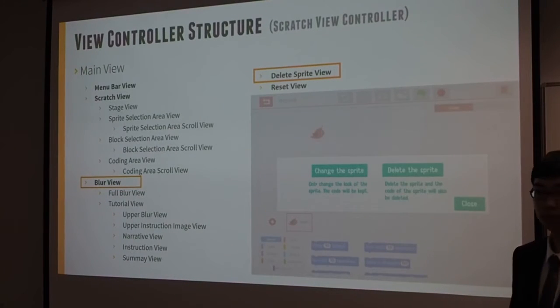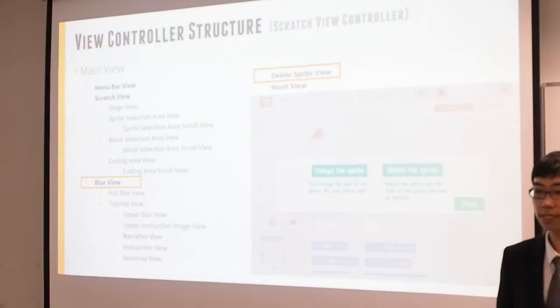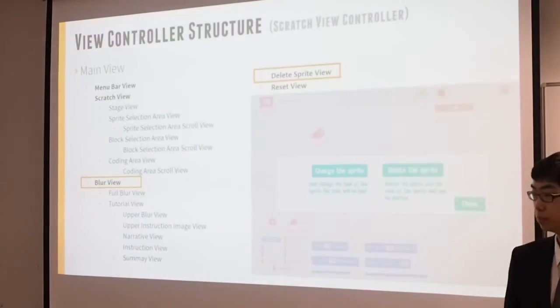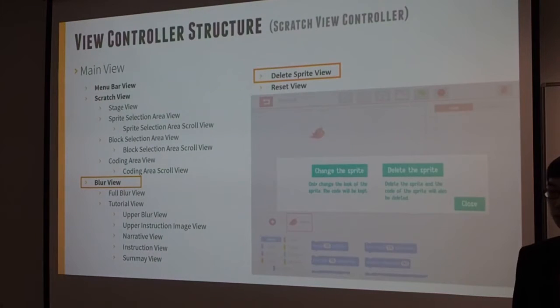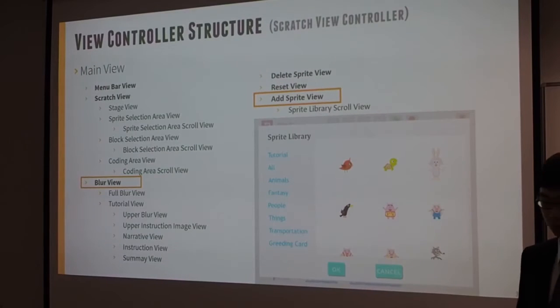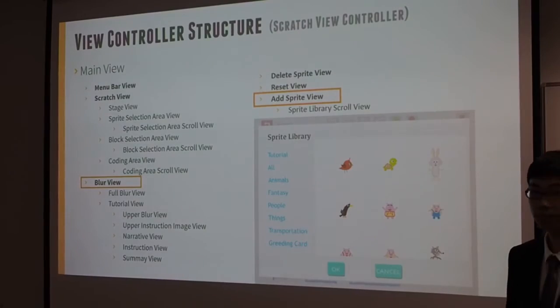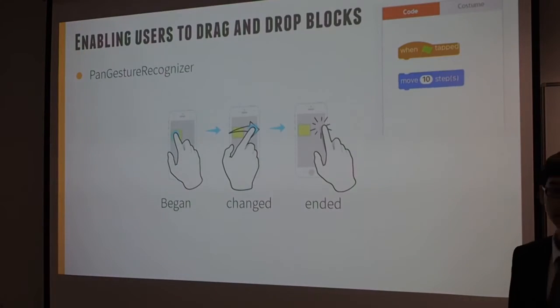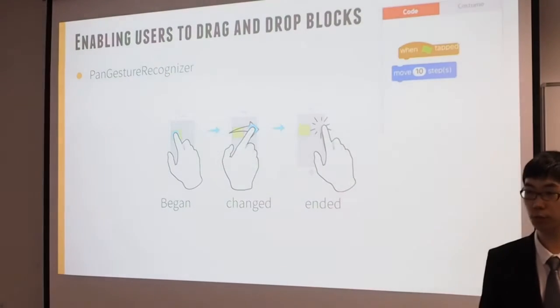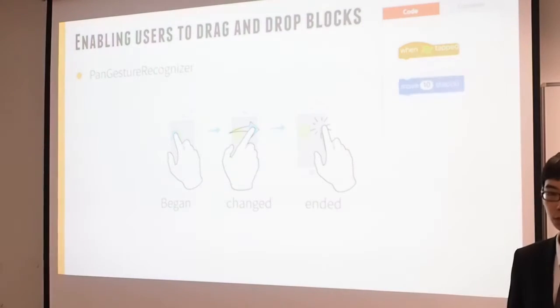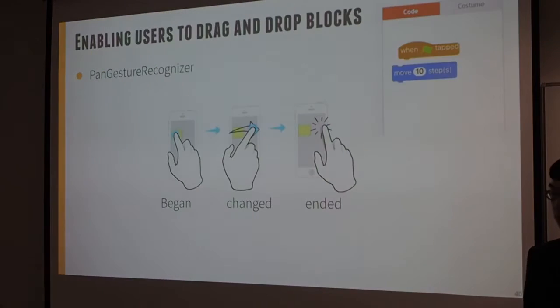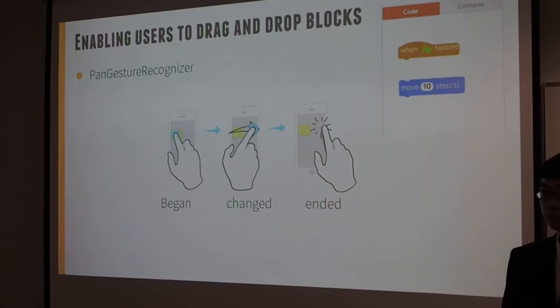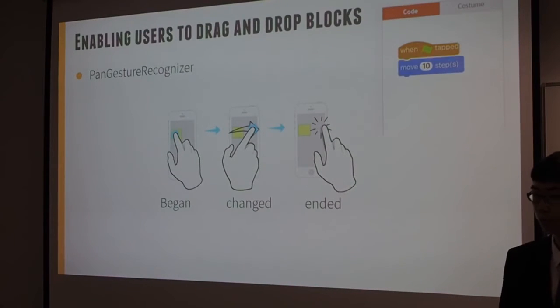And sometimes you may need to delete a sprite or reset the project, so we will pop up a warning for the user to make sure that they really want to do this. And for modifying the project, we have the sprite library, background library, and sound library for users to modify their project. And after setting up this basic requirement for the Scratch program, we would like to make the blocks movable, so that the user can modify or build their own program.